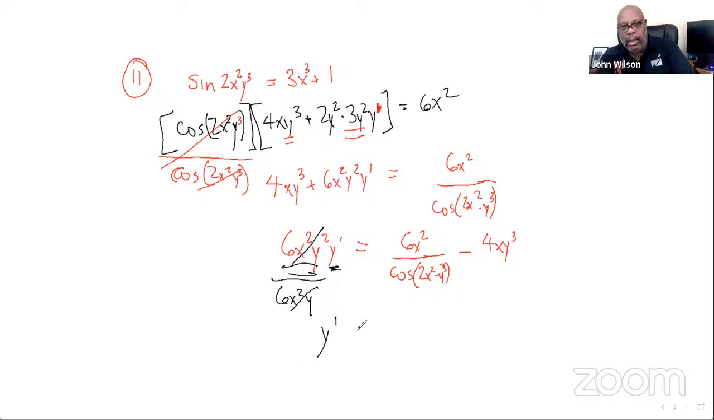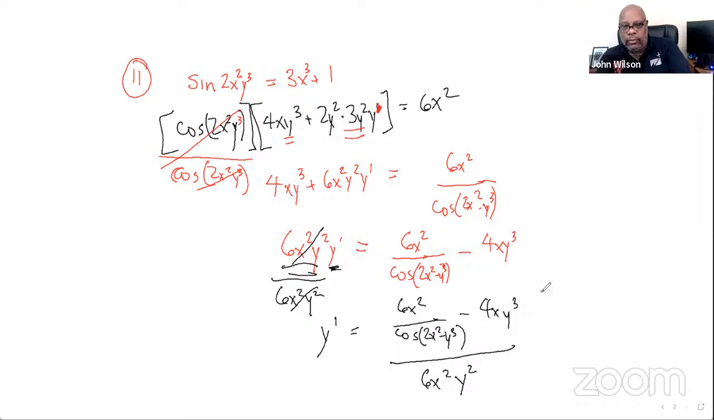And I get y prime equals this whole thing minus this thing, all divided by 6x squared y squared. Okay, so this thing is your derivative. That's your y prime.